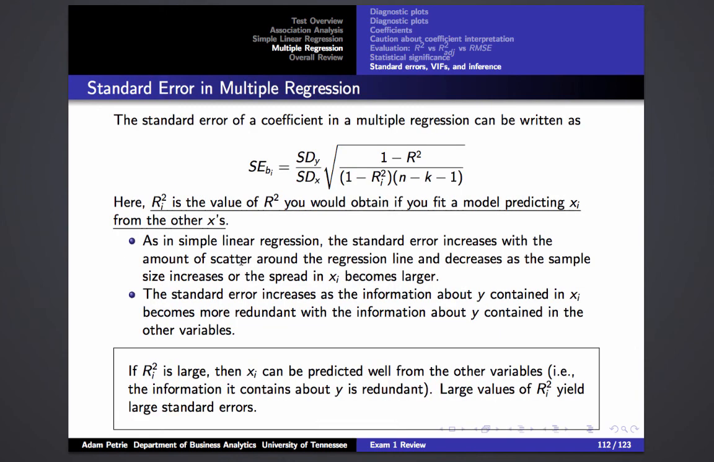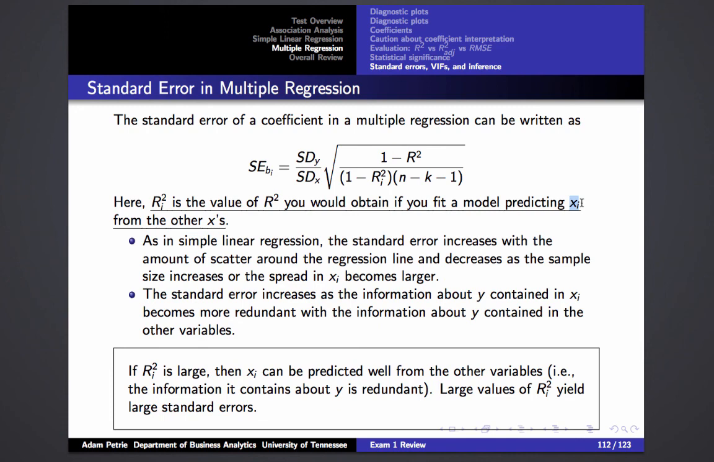All right, standard errors in multiple regression, a bit more complicated. How far off are our estimated coefficients likely to be from the truth? Well, the formula is actually pretty similar to simple linear regression. However, there's an additional component, this 1 minus Ri squared. Ri squared is the value of R squared that you would get if you tried to predict Xi from the other predictors in the data set.